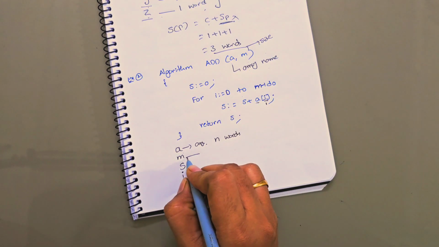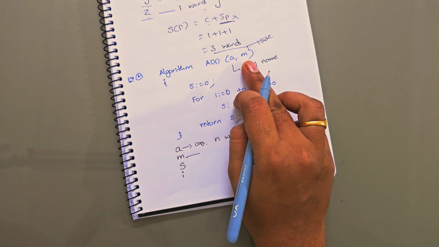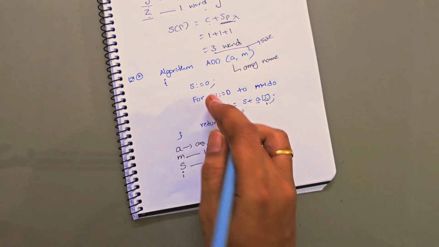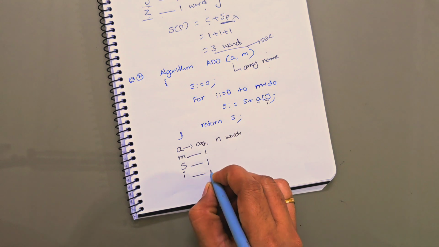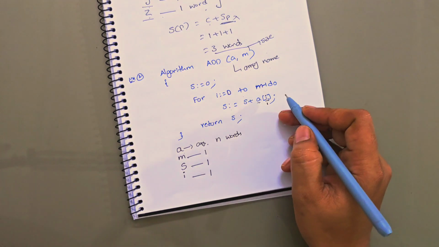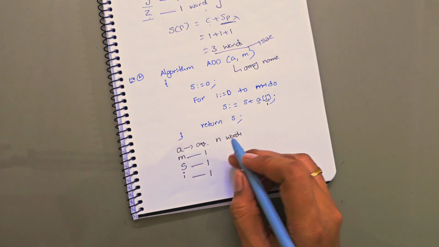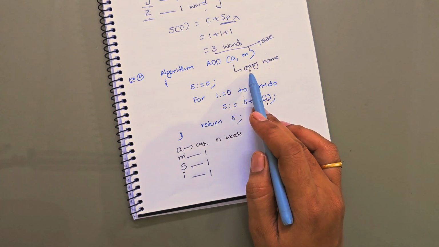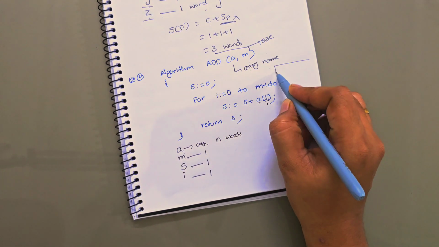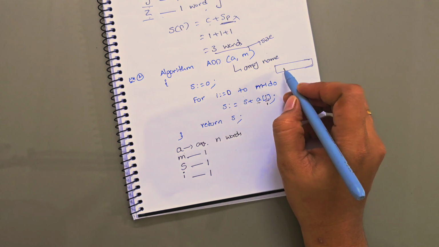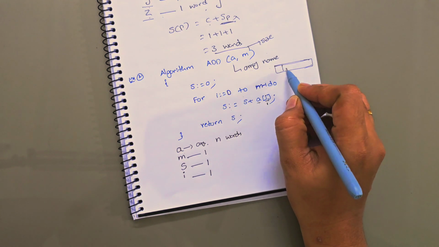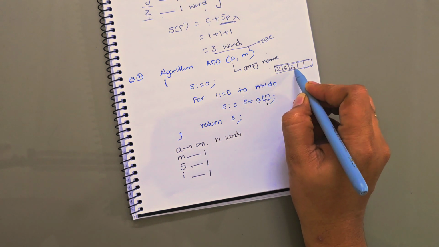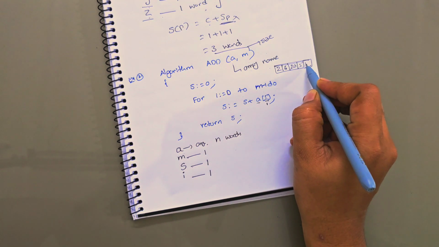Okay. Next, M is not depending on any other variable. M is a constant, right? So M takes one word of space, S takes one word of space, and I takes one word of space. Okay. Simply, A is an array. What is the dimension of this array? The array contains n values, right? This is a one-dimensional array. So the array contains, for example, 2, 6, 20, 5, 4.